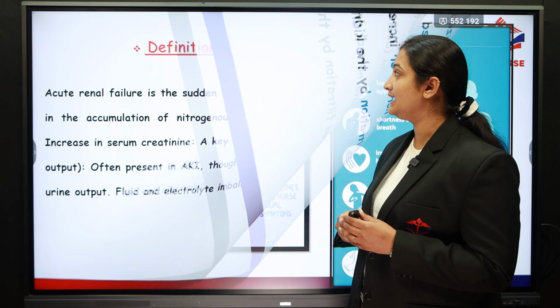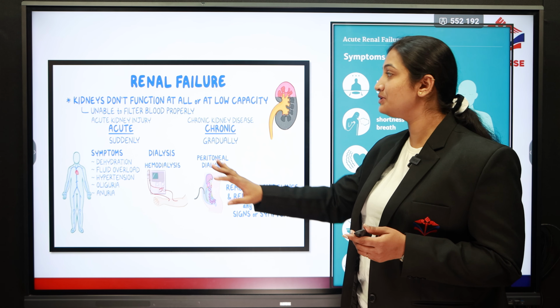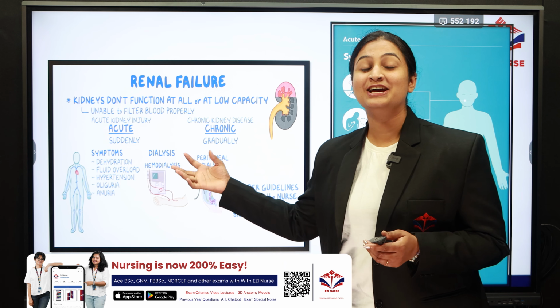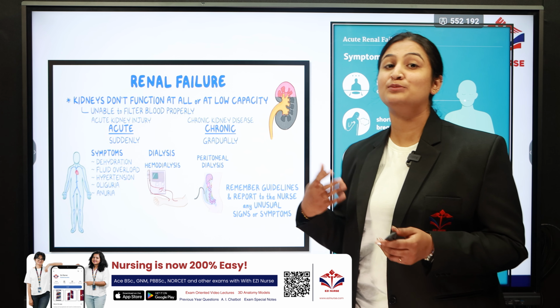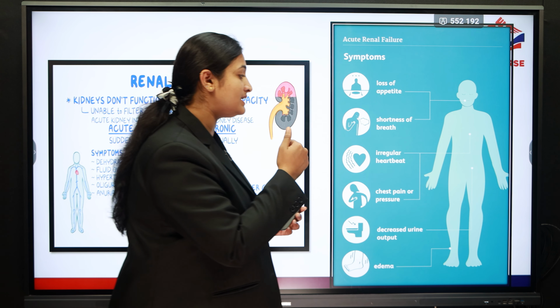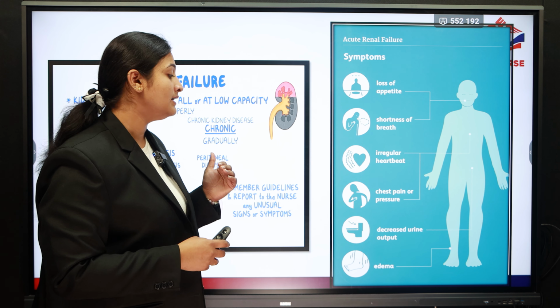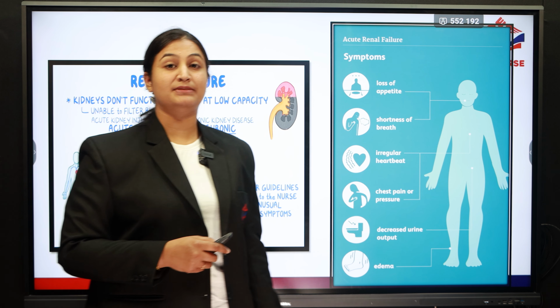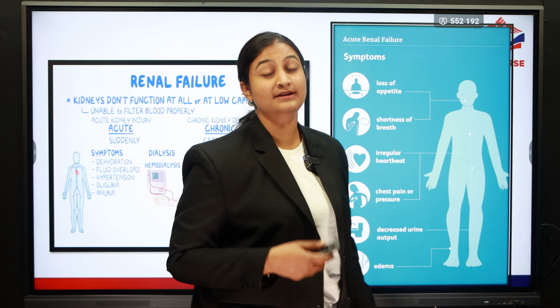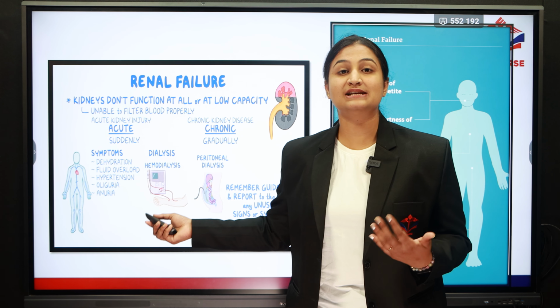Then coming next, here you can write in the exam in this kind of way so that your examiner will be more impressed. Here you can see the symptoms: loss of appetite, shortness of breath, irregular heartbeat, chest pain, decreased urine output, and edema. Edema is swelling in the body. These are the symptoms, and you can write them in the format as mentioned before.